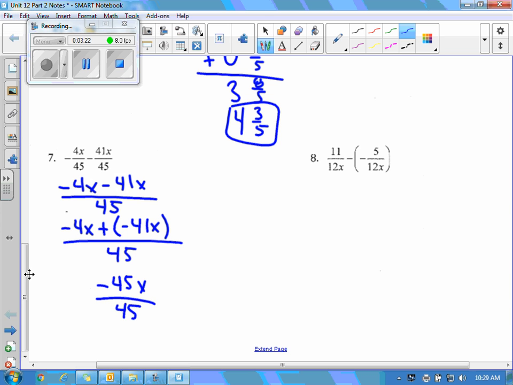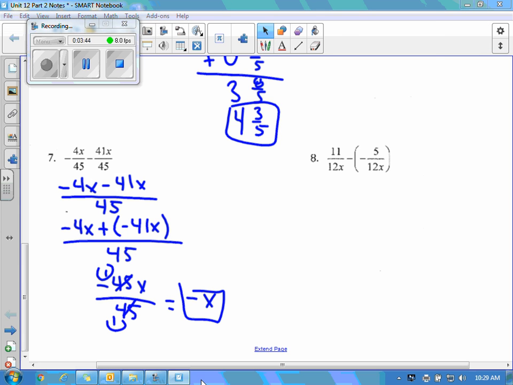And now where I need you to pay attention. The 45 is times x, 45x. So that means I can simplify these. Those will both become 1. So my final answer will just be negative x, because I have a 1 out in front of it and I have a 1 on the bottom. So I can just write negative x.